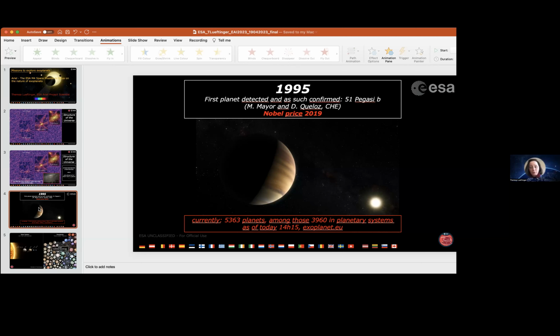And currently we are facing 5,363 planets detected and confirmed, where among those 3,960 are in planetary systems. So quite a big number detected already, but we don't actually have a lot of information about those planets. That's one of the motivations for the Ariel mission. That's a number I checked for you today in the afternoon on a very good website, called exoplanets.eu. If you want to check the current detections and the properties of exoplanets, please go there and have a look at that page.